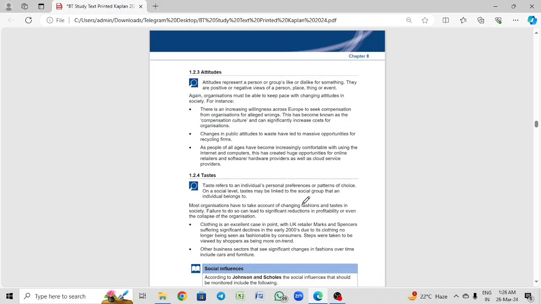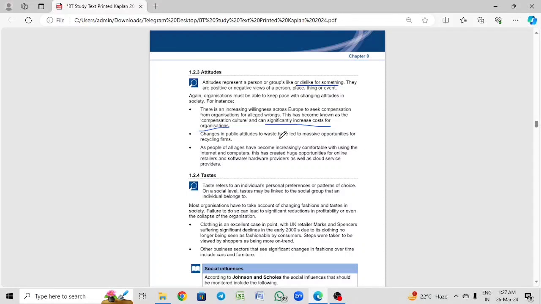Then there's the attitude. Attitude is the people's likes and dislikes. Attitude represents a person or group's likes or dislikes for something. For instance, there is an increasing willingness across Europe to seek compensation from organizations for alleged wrongs. This has become known as the compensation culture and can significantly increase the cost for organizations. Similarly, public attitudes to waste have led to massive opportunities for recycling food. So the attitudes are the likes and the dislikes. What do the people prefer?